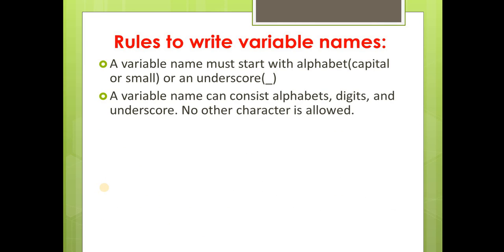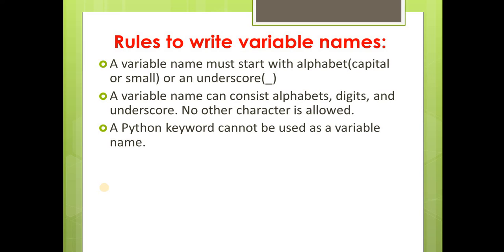A variable name can consist of alphabets, digits, and underscore. Only these three characters are allowed. None of the other characters are allowed. You can't use a round bracket. You can't use operators. You can't use a question mark sign. You can't use any other symbols other than alphabets A to Z, digits 0 to 9, and underscore.